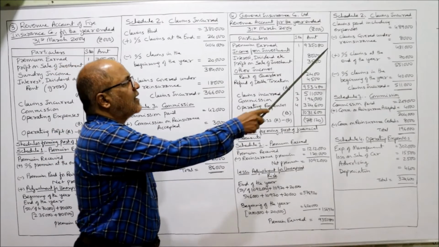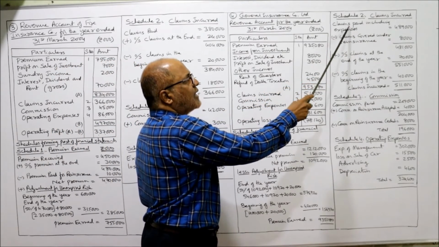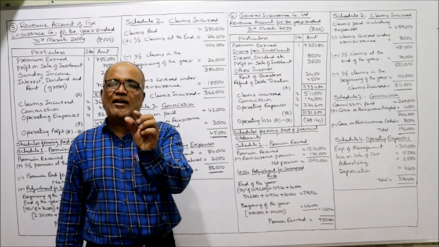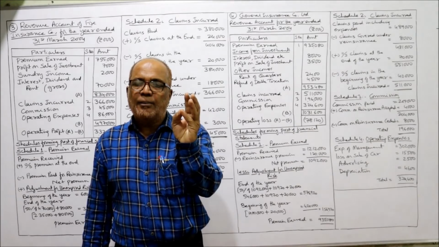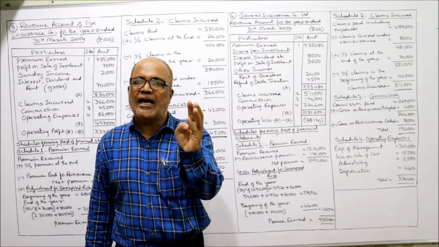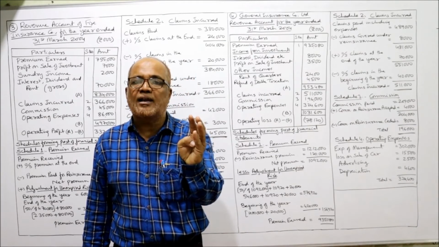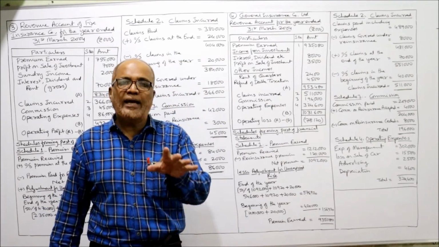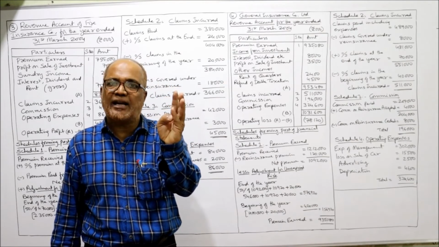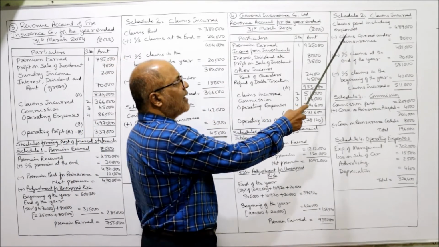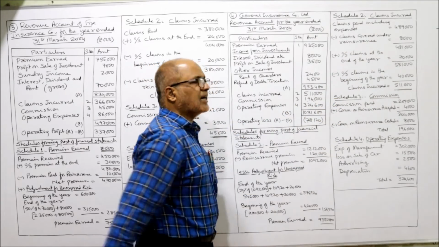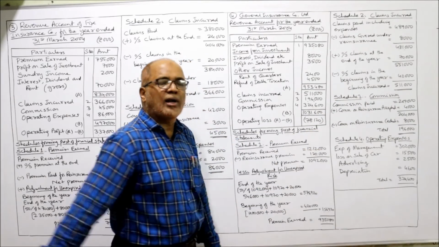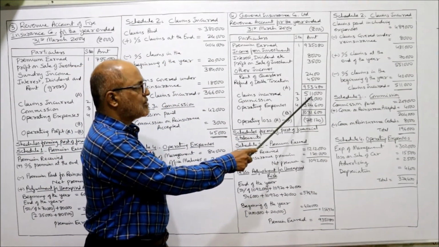Now claims incurred, schedule number 2. Claims paid including expenses 4,89,000. In this 4,89,000, claims paid plus legal expenses regarding claims plus medical expenses regarding claims. These three things are added, we got 4,89,000. Including expenses, expenses means legal expense and medical expense regarding claims. Minus claims covered under reinsurance, deducted. Add outstanding claims at the end of the year, minus outstanding claims at the beginning of the year. So claims incurred will be 5,11,000.